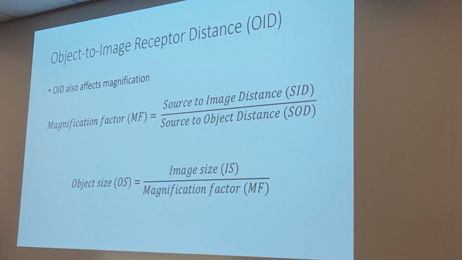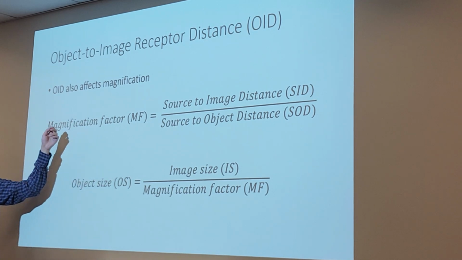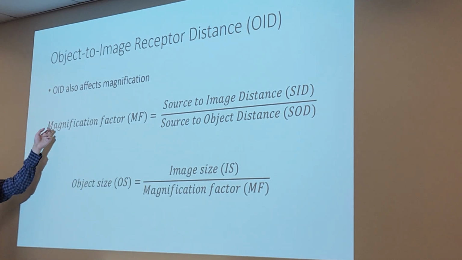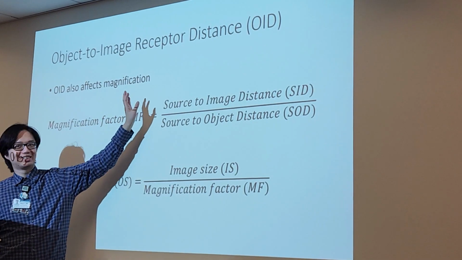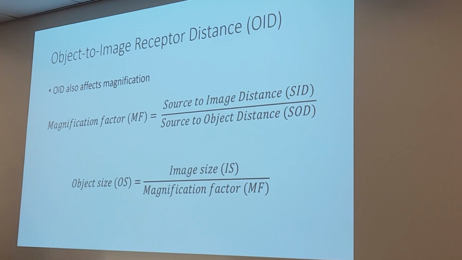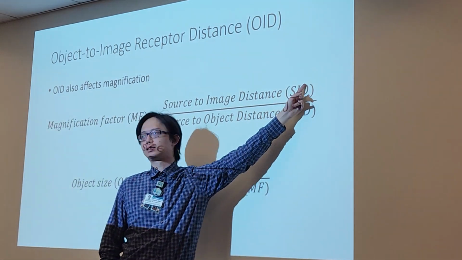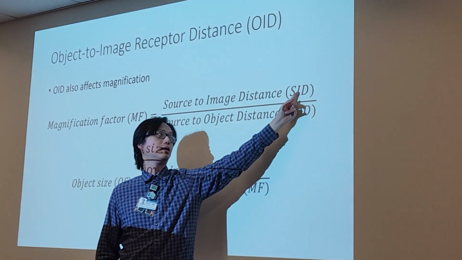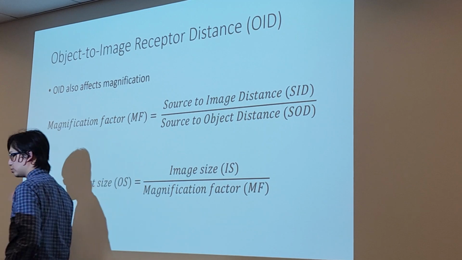Okay, and so here we have some more equations. Magnification factor, MF. So just remember, SID over SOD, right? It's S here, it's D there, the only change is I on top, O on bottom, right? I comes before O, so SID over SOD.